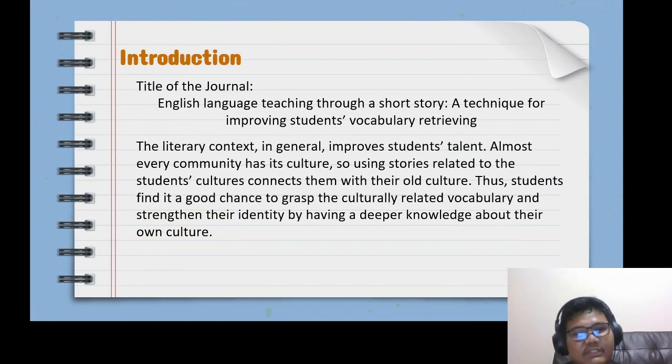Alright, for the introduction, the title of the journal is English Language Teaching Through a Short Story, a Technique for Improving Students' Vocabulary Retrieving. The literary context in general improves students' talent. Almost every community has its culture, so using stories related to the students' cultures connects them with their own culture. Thus, students find it a good chance to grasp the culturally related vocabulary and strengthen their identity by having a deeper knowledge about their own culture.